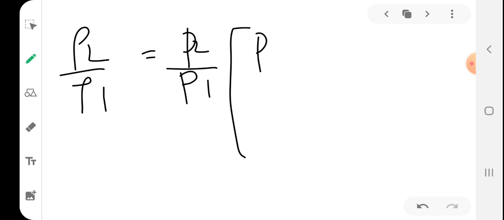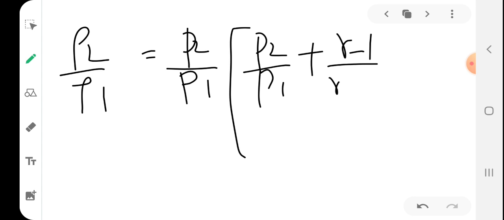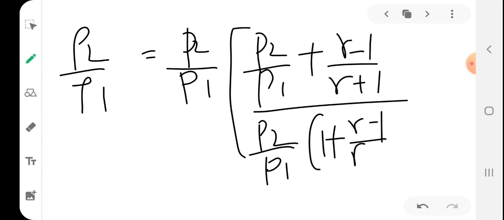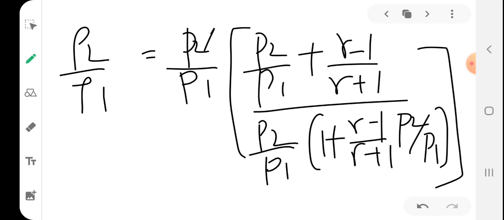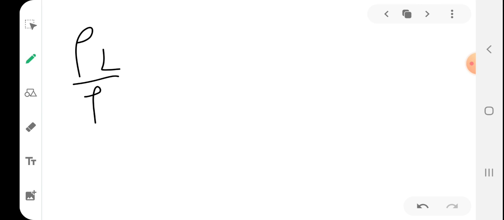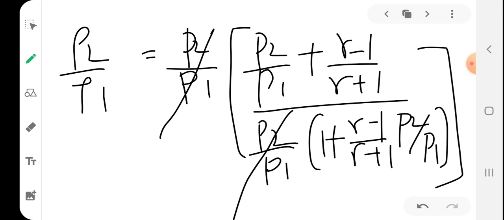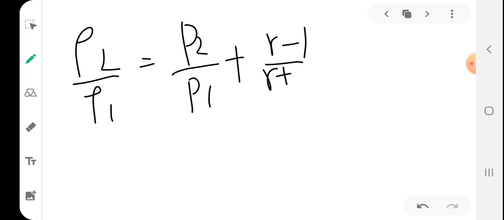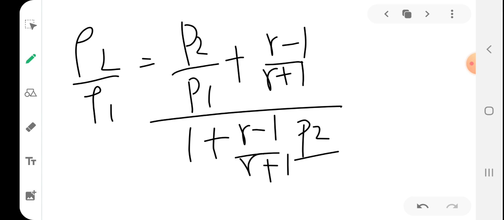So it will be P2 by P1 into (P2 by P1 plus gamma minus 1 by gamma plus 1) by (1 plus gamma minus 1 by gamma plus 1 into P2 by P1). This is the equation for rho 2 by rho 1. The P2 by P1 in the numerator and the P2 by P1 outside cancel, so rho 2 by rho 1 becomes (P2 by P1 plus gamma minus 1 by gamma plus 1) by (1 plus gamma minus 1 by gamma plus 1 into P2 by P1). This is the equation for rho 2 by rho 1.